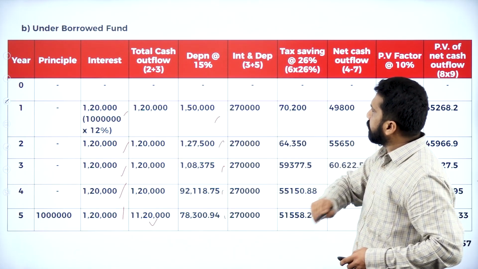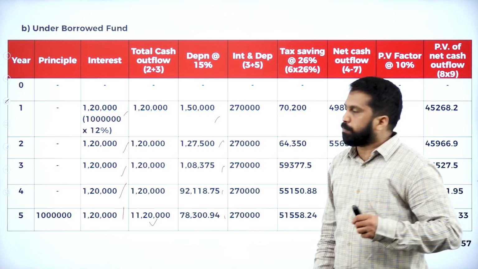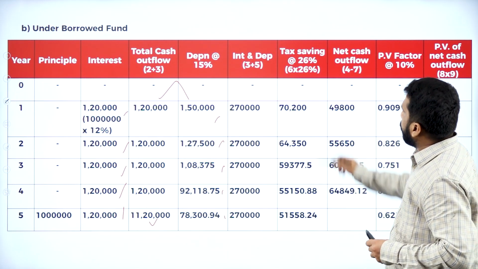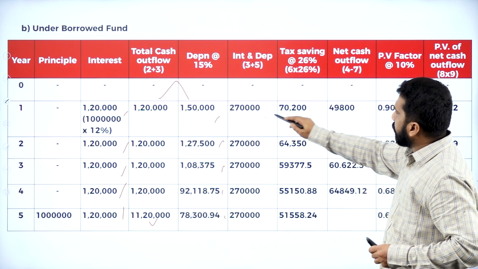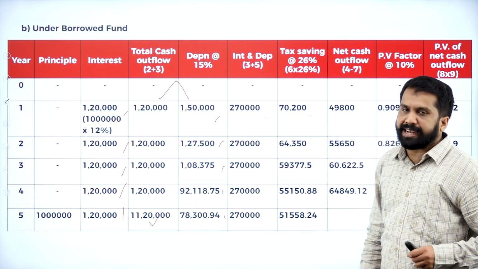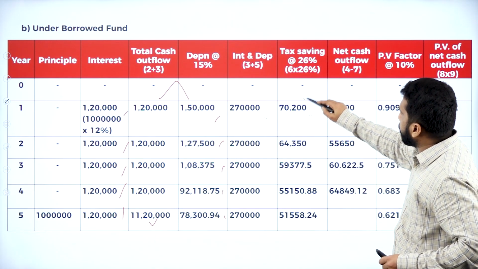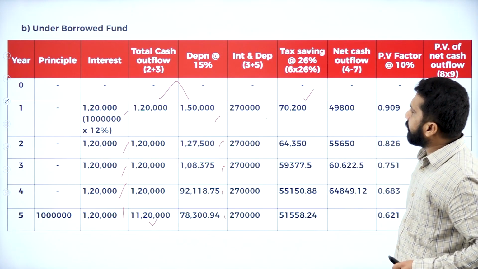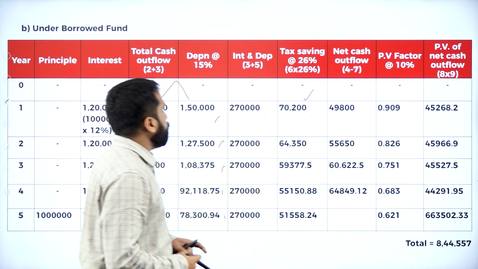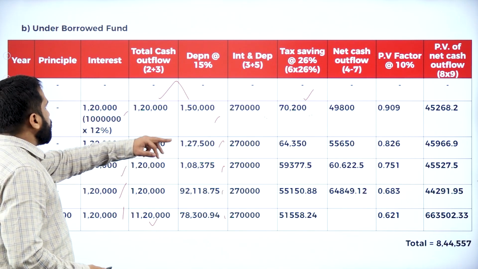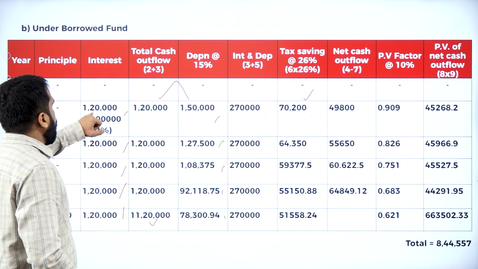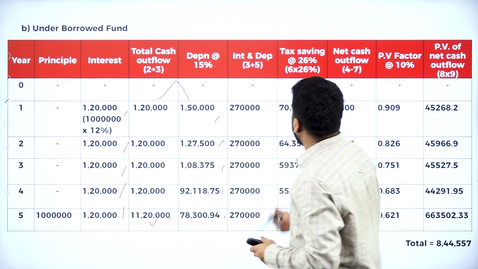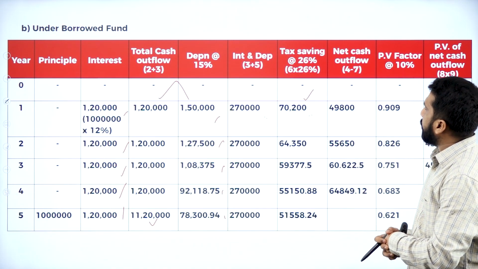All the depreciations done. Interest plus depreciation. Add these two. You have added. Then what is your tax saving? On that you calculate 26% as tax saving. So you have done your tax saving. Net cash outflow. So what is your net cash outflow? Simple one. 70,000 you have. 1,20,000 is your investment minus your tax saving.